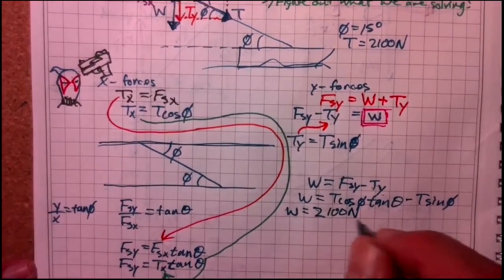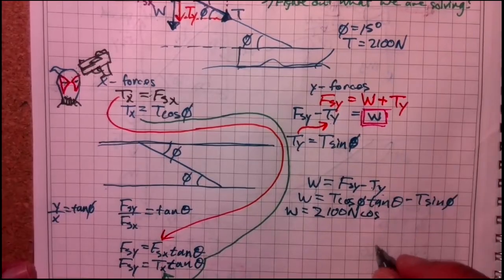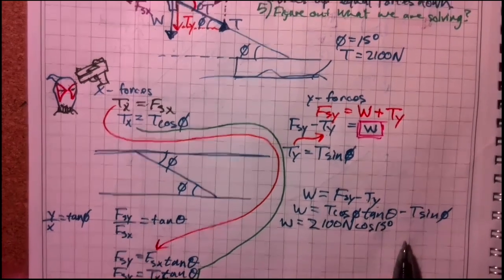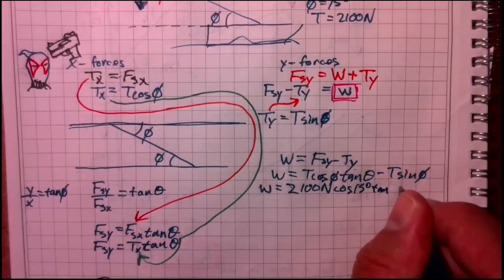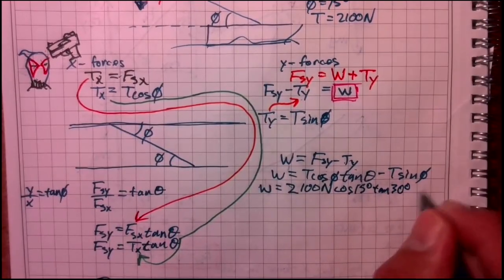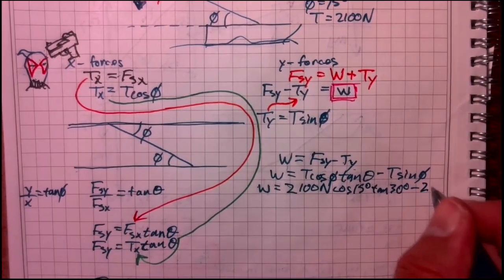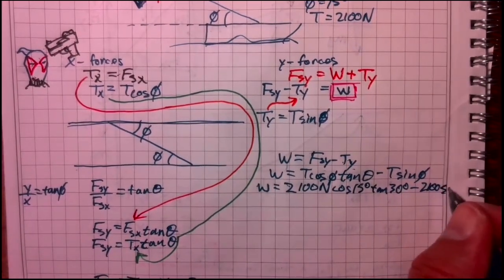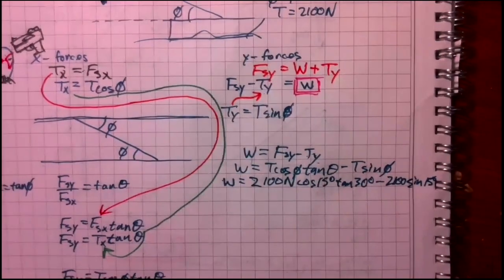The angle phi, so we have cosine of phi, which is 15 degrees. So cosine of phi times 15 degrees. And then tangent of my angle theta, which is 30 degrees. So tangent of 30 degrees minus 2,100 times, that's going to be sine of 15. Whoa, almost ran out of room there.